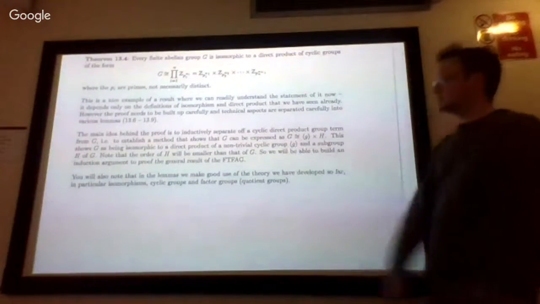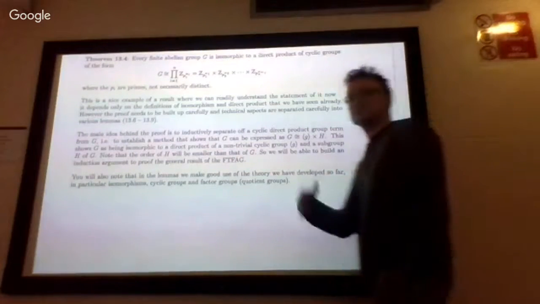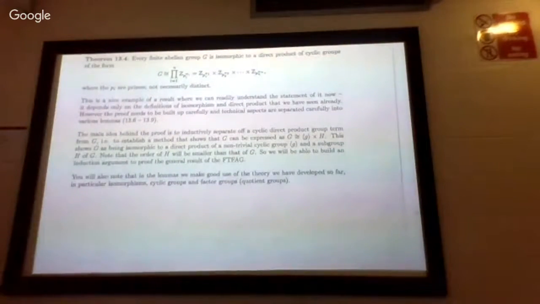And what you'll see appearing in the lemmas are various bits of everything we discussed up to now: isomorphisms, cyclic groups, factor groups.